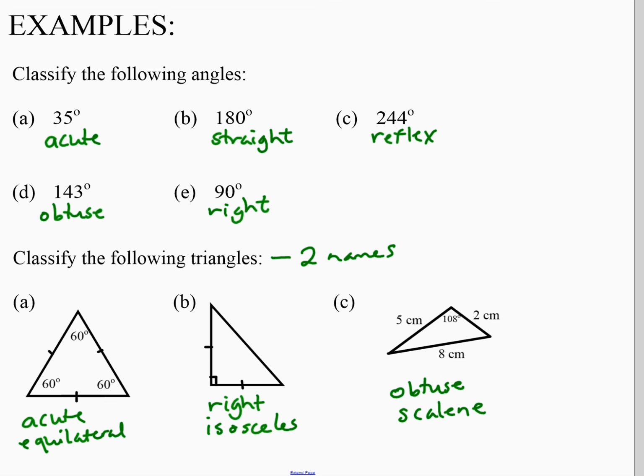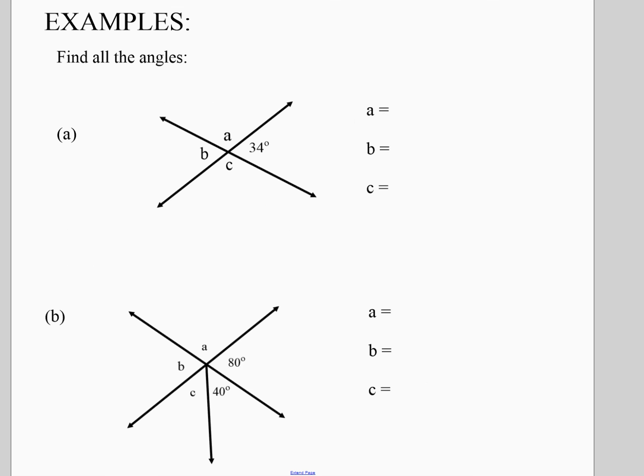And then we'll look at a few more examples. So these angles here are called opposite angles. So if this one's 34, then B must also be 34. Then the other thing to look for is that these two form a straight line, and that means they must be supplementary. And so 180 minus 34 is 146 degrees. So A must be 146 degrees. And because A and C are opposite, C is also 146 degrees.